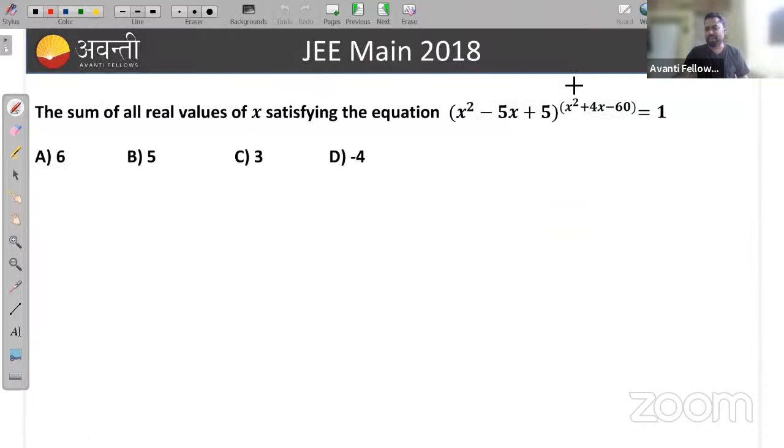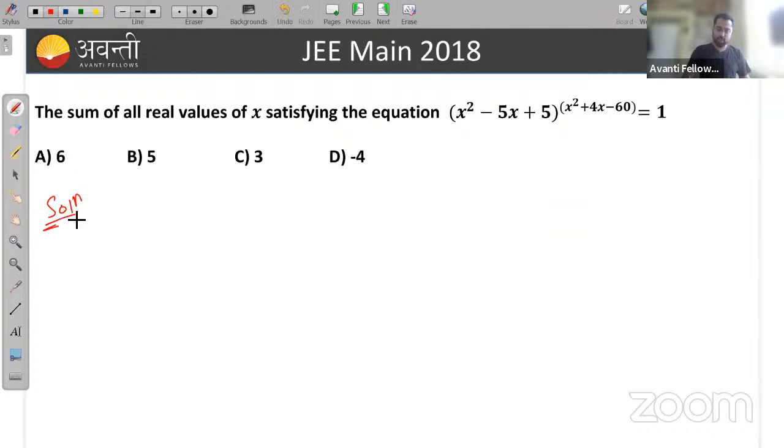This is a very nice question. The question is visible. The equation is written like this: to find the sum of all real values of x satisfying the equation. Is it visible to all, guys? So the equation is given like that.